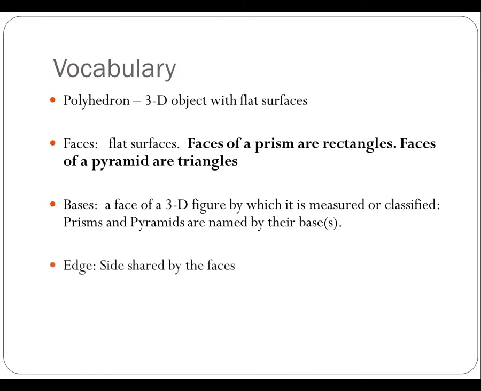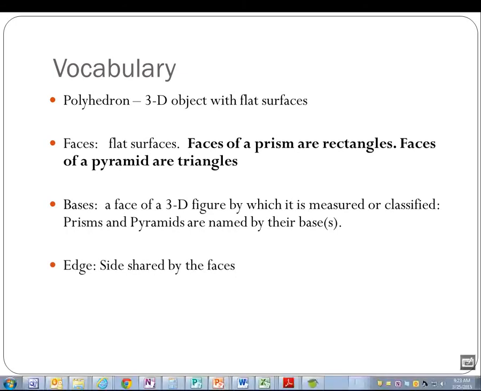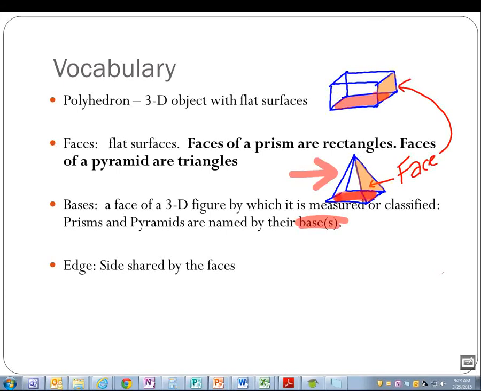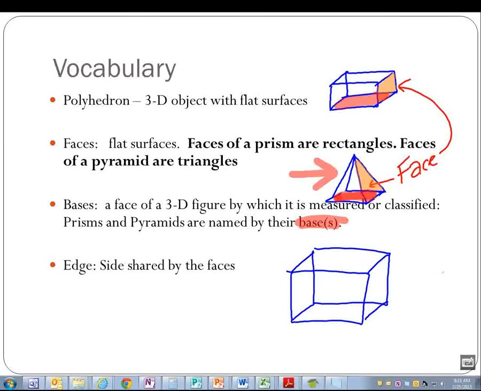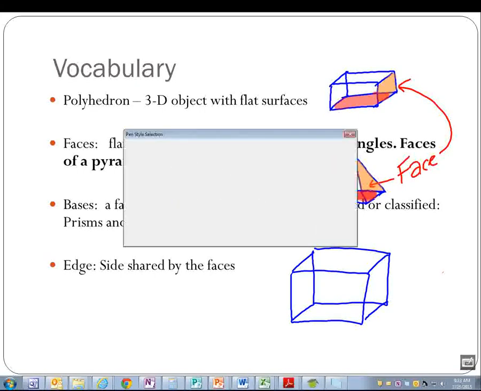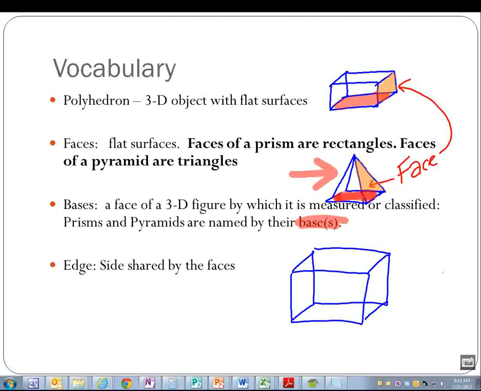Then finally we have edges. Side shared by the faces. Side that is shared by the faces, so where the faces meet. So we have an edge. Edges are going to be yellow here. That's where the faces meet. Faces are the sides. Edges are where the sides meet.